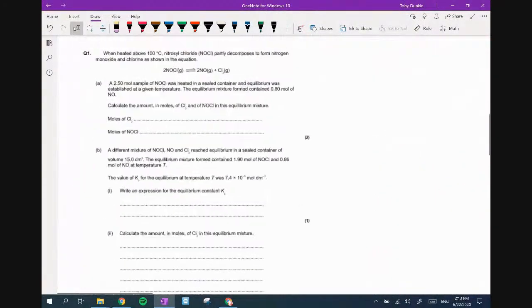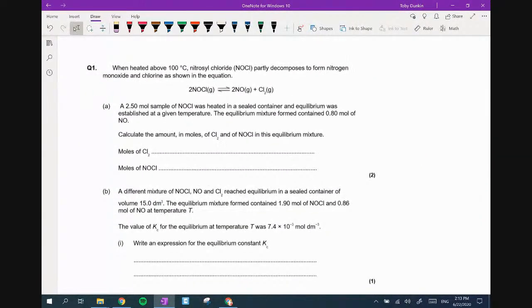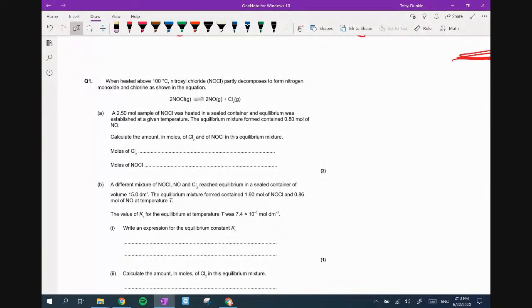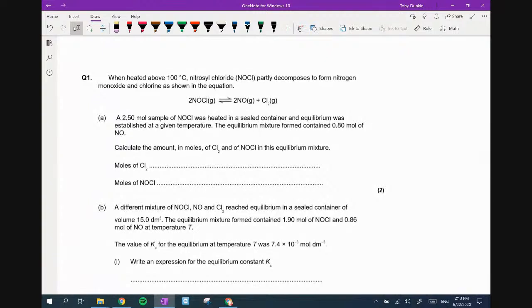Right, I'm going to do a couple more. I wanted to focus on Kc today rather than moving on to Kp. So let's run this one. This one might be easier.